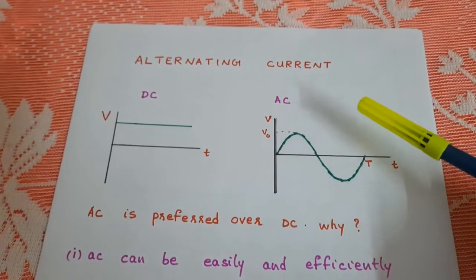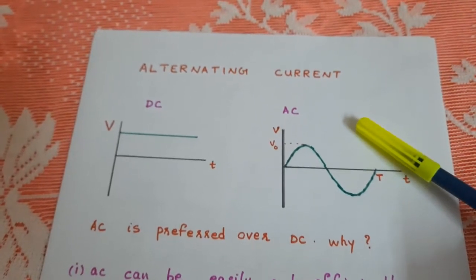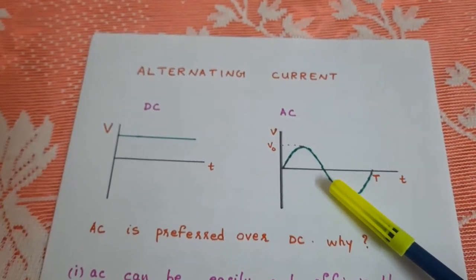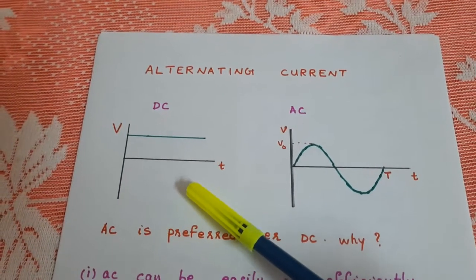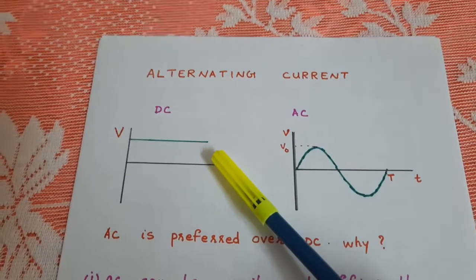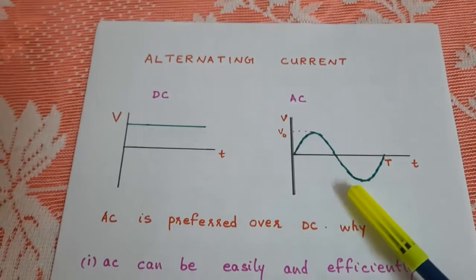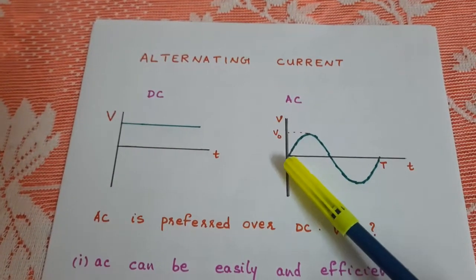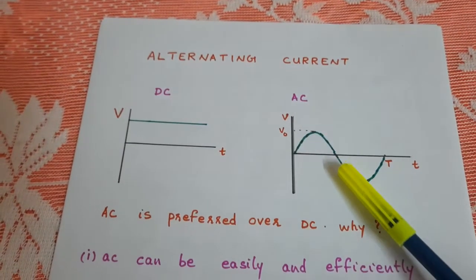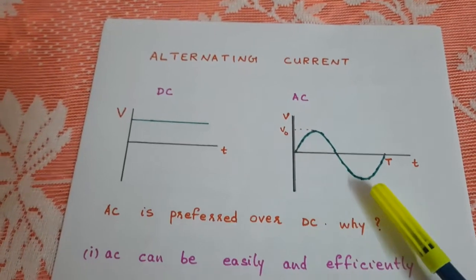In this class, let us learn alternating current, AC. Let us see the difference between DC and AC. For DC, the voltage remains constant or steady voltage. It doesn't vary with the time. But in the case of AC, voltage varies continuously. It varies as a sine wave. So it has a positive half cycle and a negative half cycle.